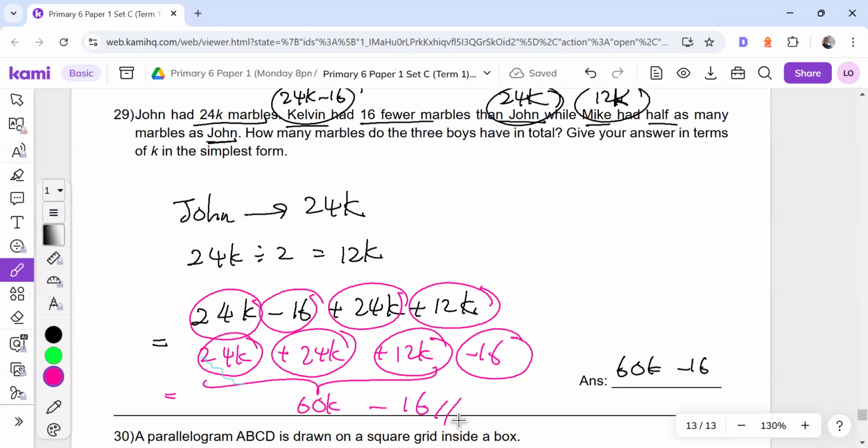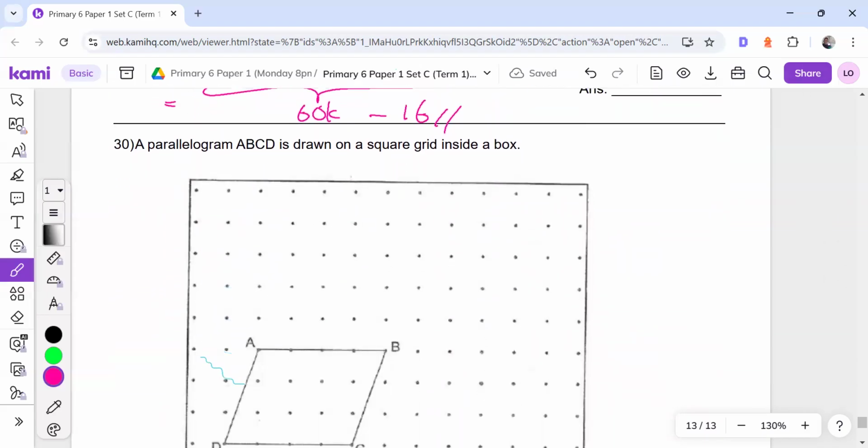Whenever you come for the paper one lesson, your marks are low because of the mistakes. It doesn't mean that you're no good. It shows that these are the areas that you're not so good at. So you will need to revise and correct the mistakes so that you become better when you do the same questions. Okay, next one, question 30.